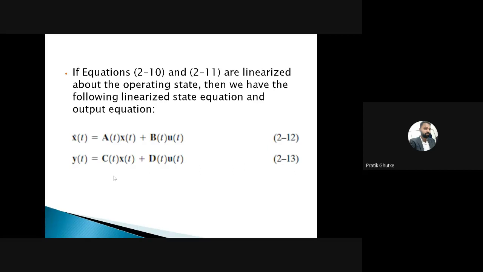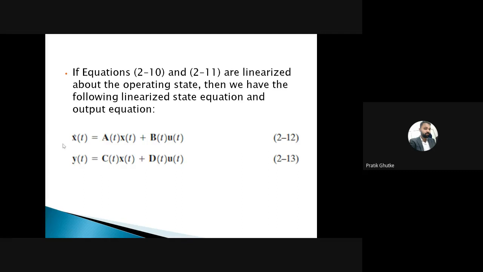So how to write the input equation? X dot of t equals A x of t plus B u of t. This is your state equation, and y of t equals C x of t plus D u of t. This is your output equation. Yes, keep these two equations in mind always for state space modeling and analysis. X dot of t is your state equation, and y of t is your output equation. It will always be defined like this only: x dot of t equals A x of t plus B u of t, and y of t equals C x of t plus D u of t.